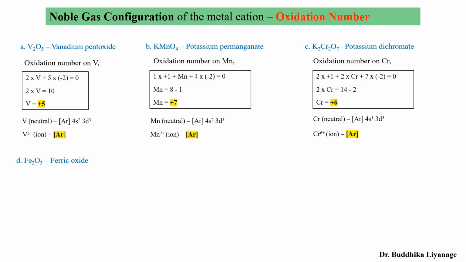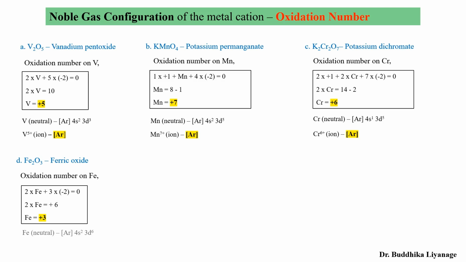Next, Fe2O3, ferric oxide, or in the systematic way you can name it iron(III) oxide. Oxidation number on Fe. Fe2O3 is again a neutral compound, so we can write the equation. The iron charge times 2 plus -2 times 3 oxygen atoms is equal to 0. So 1 iron charge is +3.